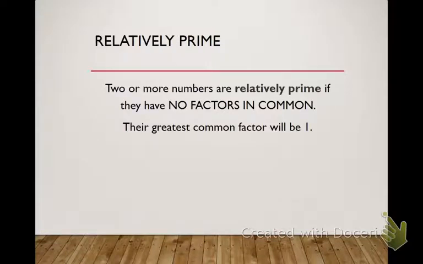Let's talk for a minute about relatively prime numbers. So sometimes when you do the prime factorization of two numbers, they're actually going to have no factors in common. Two or more numbers are relatively prime if they have no factors in common, and I'm going to add other than a 1. Because 1's my gimme, right? Like any number has a factor of 1. So if they have no factors in common other than the number 1, I would identify the GCF as 1, and I would say that the numbers are relatively prime.